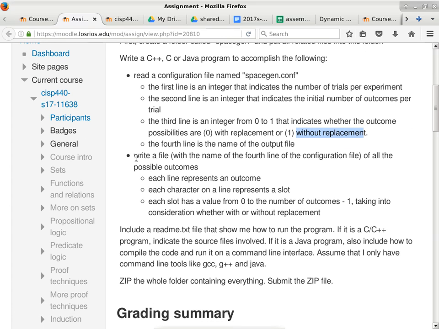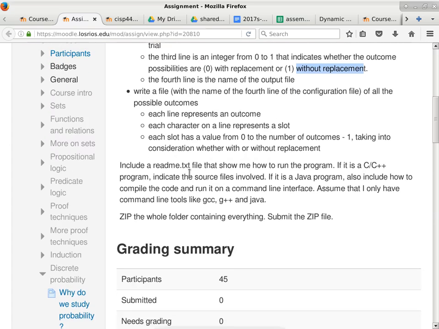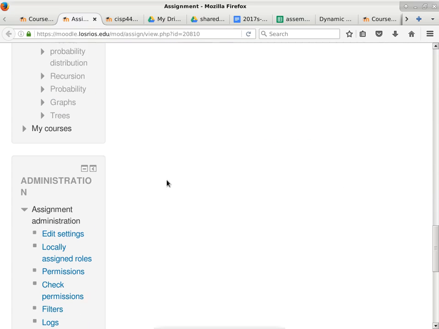The output of your program is going to be a file that contains all the possible outcomes of individual experiments. I should make it more clear. Let me add that.